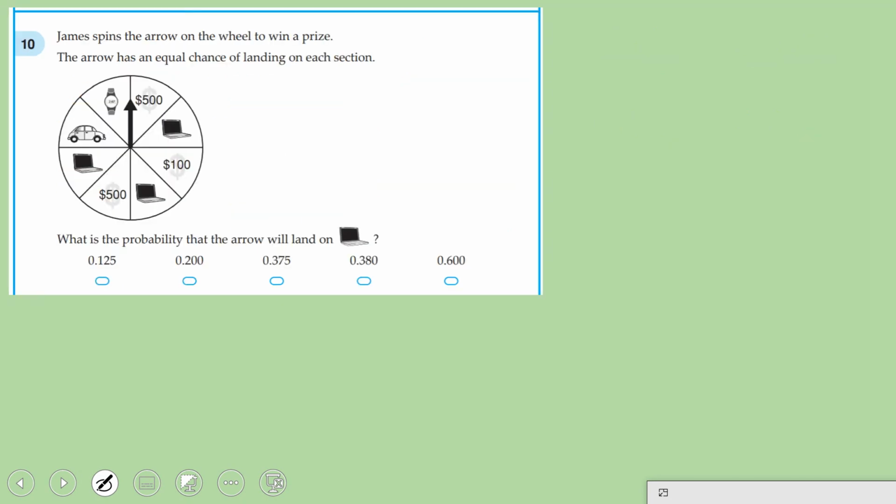James spins the arrow on the wheel to win a prize. The arrow has an equal chance of landing on each section. Might be a good idea to count how many sections. 1, 2, 3, 4, 5, 6, 7, 8. 8 sections. What's the probability that the arrow will land on laptop? So we've got 8 sections in total. How many of them have laptop? 1, 2, 3.